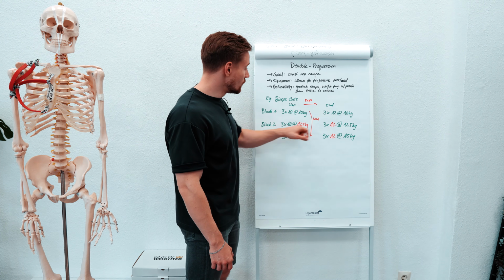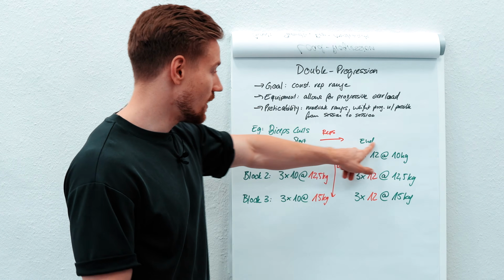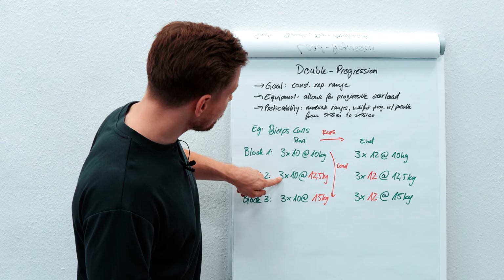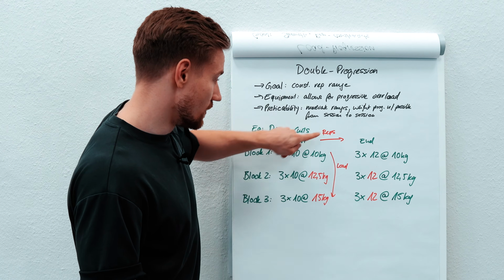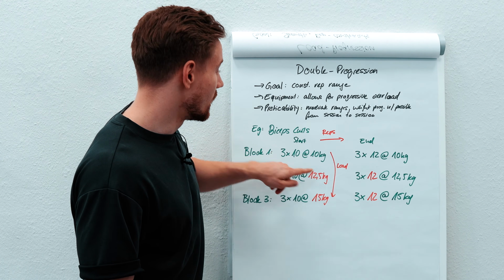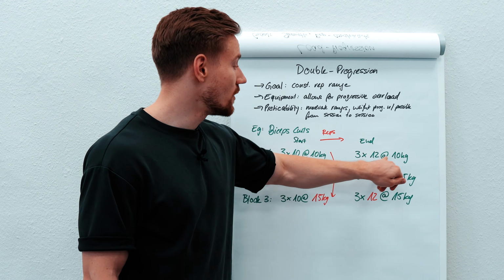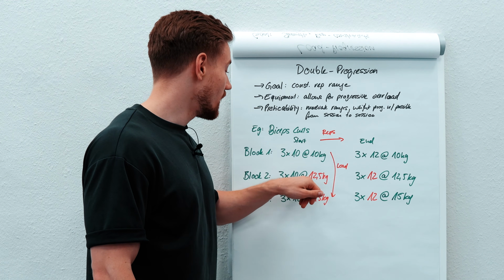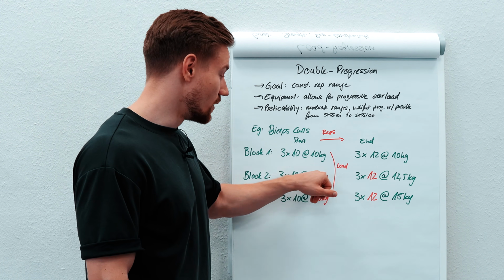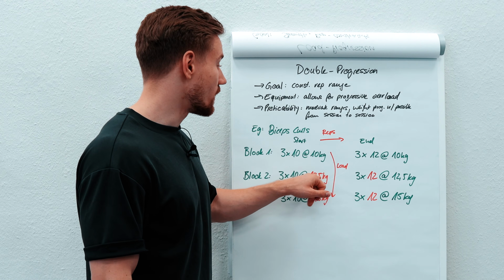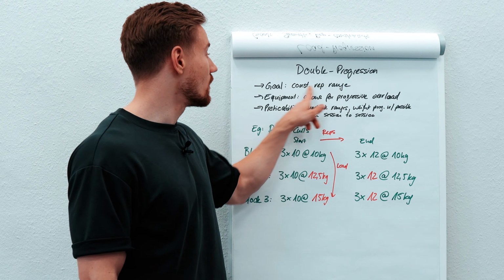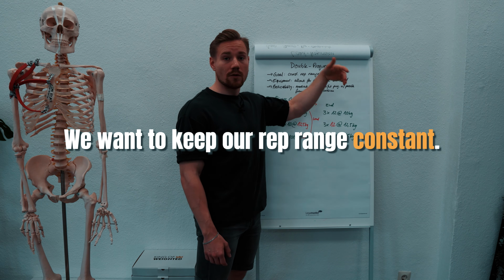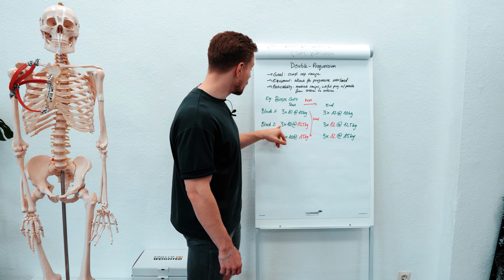Then block number 2, we're taking this endpoint and we're adding load to it. And we're tapering down the reps again. So instead of 3 times 12 at 10 kg, we're gonna go back to 3 times 10 at 12.5 kg. So here we're now adding weight, because we learned that we want to keep the rep range constant. We don't want to add more and more repetitions. That's why we're adding weight.